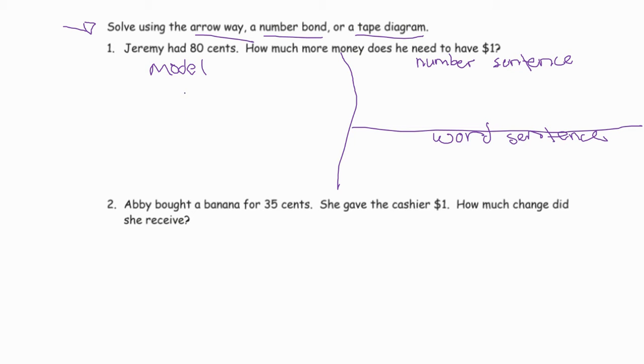So for a number bond, this is what a number bond looks like. My big number goes into the top. So Jeremy had 80 cents. How much more money does he need to have $1? So $1 is my big money. I'm going to put $1 up here. And then I'm going to have Jeremy's money here.